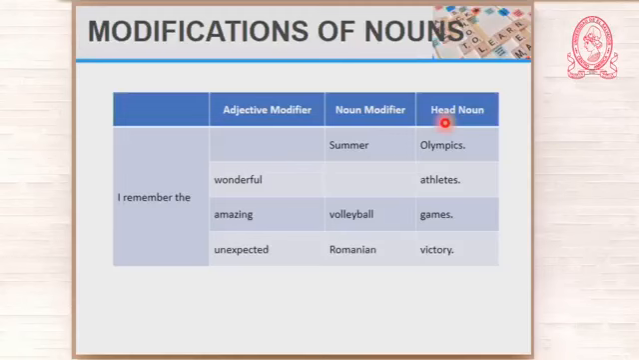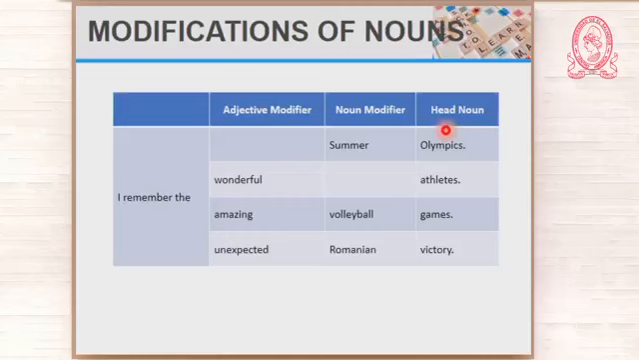Sometimes, besides the noun that you have at the end of a sentence like this, you need to add extra information. That extra information can be given by a noun modifier, and then you would have something like this. I remember the Summer Olympics.